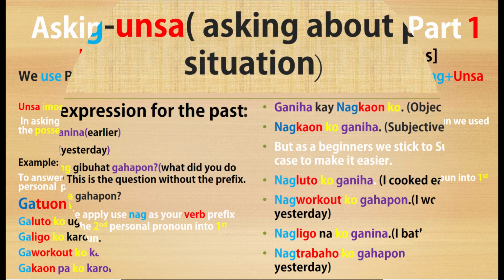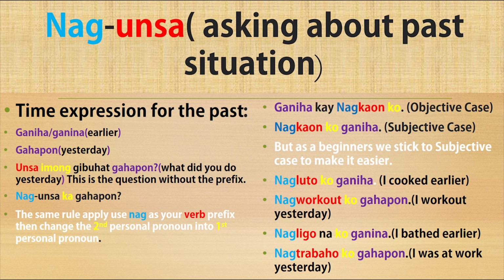Alright, let's move on to nagunsa. Nagunsa is asking about the past situation. Time expressions for the past are ganiha, ganina, earlier, and gahapon, yesterday. For the present situation, we use the time expression karon, or now. For the past, we use the very common Cebuano time expressions ganiha or ganina, earlier, then gahapon, yesterday.